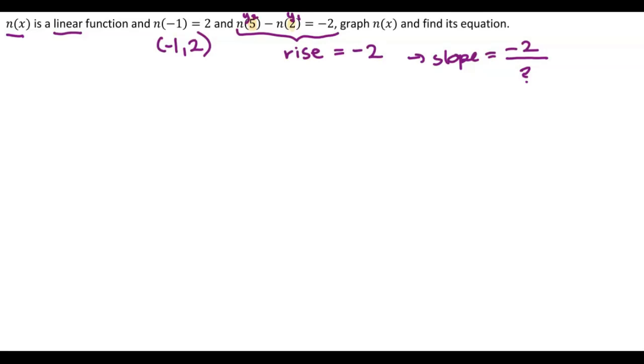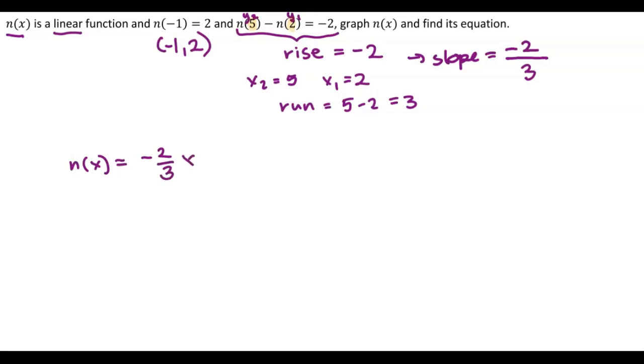So I'm going to say here, okay, well then my x2 is 5, and my x1 is 2, and my run is 5 minus 2, which is 3. So my slope is going to be negative 2/3. I think that might have been the slope of our first one as well. Okay, so what we've got so far is that n of x is equal to negative 2/3 x.